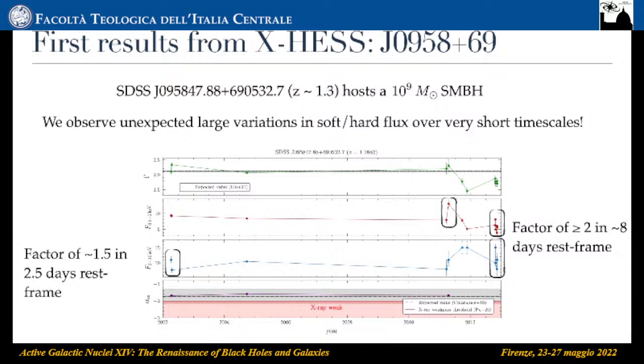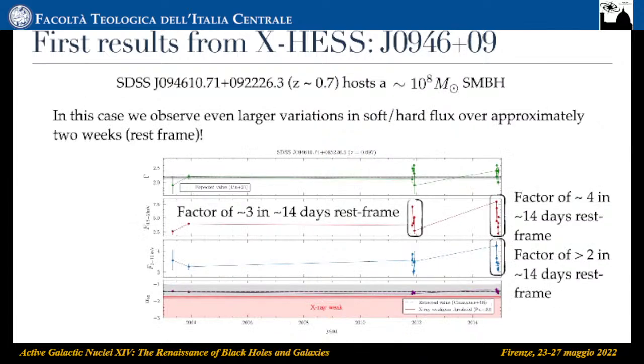What we're seeing in these days is that other XS AGN are also interesting. Consider this. This is an AGN at redshift 1.3 hosting a 10^9 solar mass black hole. And for this source, we find both soft and hard flux variations up to a factor greater than 2 in approximately 1 week in the rest frame. And that was totally unexpected for an AGN hosting such a massive black hole.